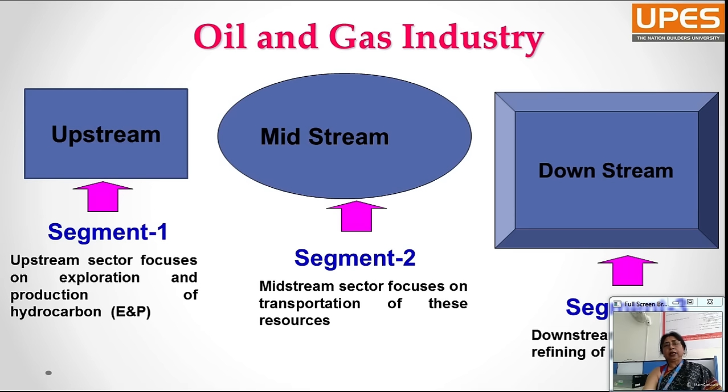The whole oil and gas industry is divided into three streams: upstream, midstream, and downstream. Upstream is mainly confined to exploration and production. Midstream is the transportation of these resources, and downstream is all about the refinery.